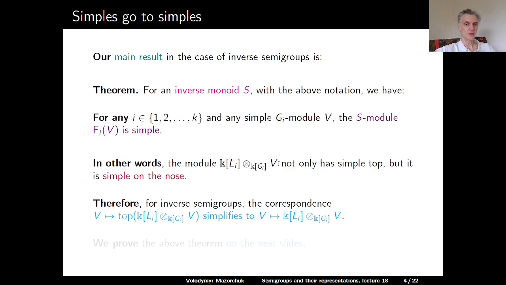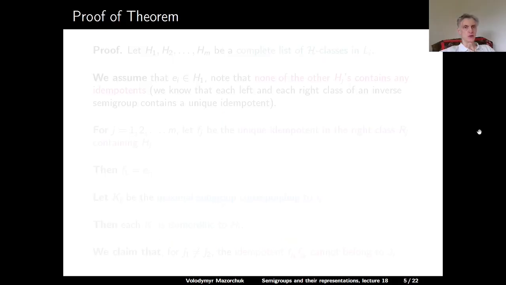Therefore, for inverse semigroups, the correspondence which sends V to the top of this induced module can be simplified in the following way. V is sent directly to this module Fi of V, to the module K of Li tensor over K of Gi with V. So we will prove this theorem on the next slides. So let us prove our theorem.